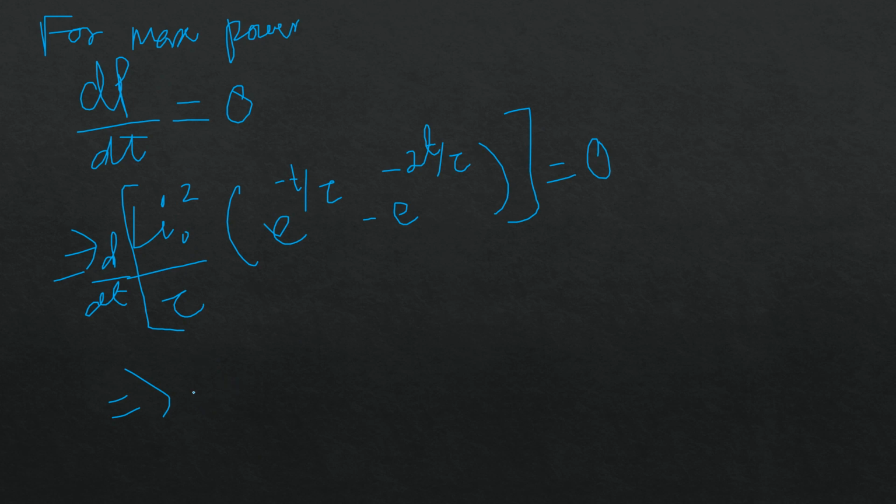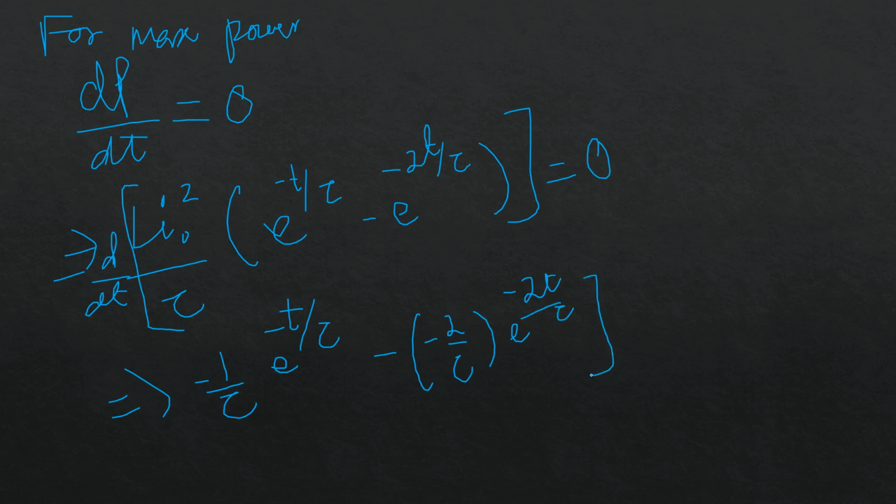So take the derivative of this one, minus 1 by tau. Do it yourself, don't just see the screen, do it yourself. Minus t by tau, minus of minus 2 by tau into minus 2t by tau, minus 2t by tau is equal to 0. Is equal to 0, right?